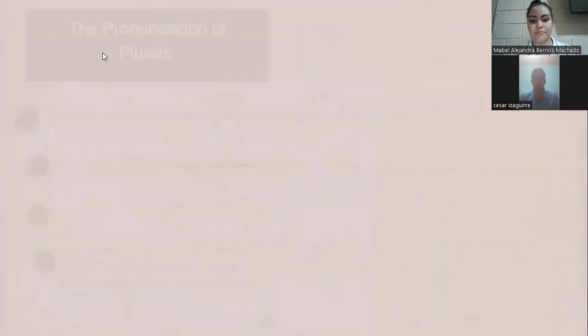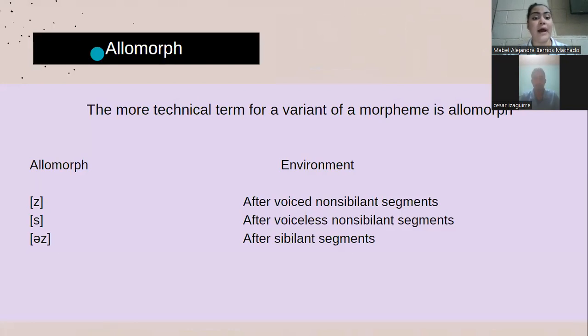Now we have the allomorph. The allomorph is the more technical term for a variation of a morpheme. For example, the allomorph Z, the environment is after a voiced non-sibilant segment. The allomorph S, the environment is after voiceless non-sibilant segments. And the allomorph "es", the environment is after a sibilant segment.